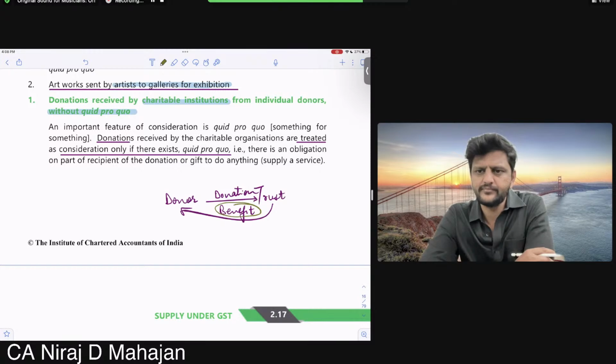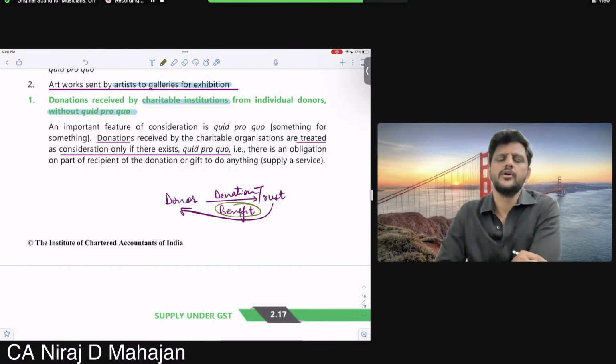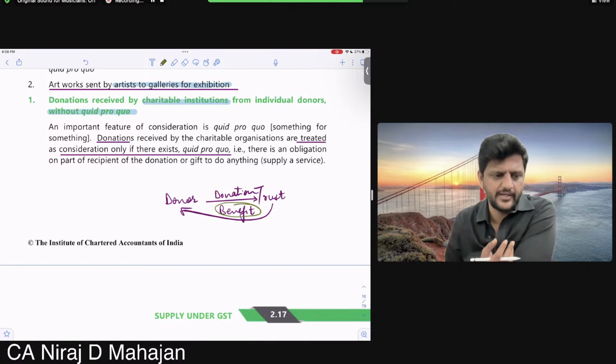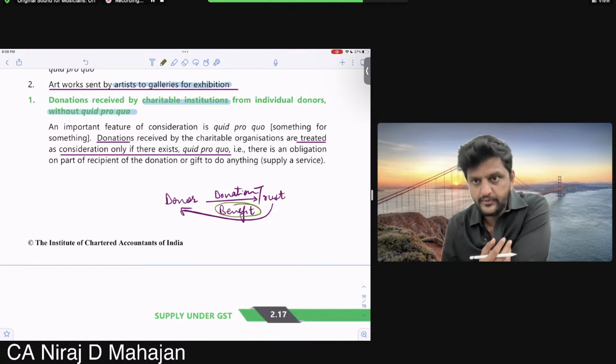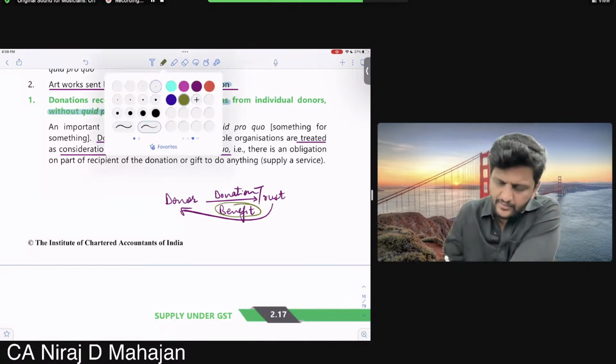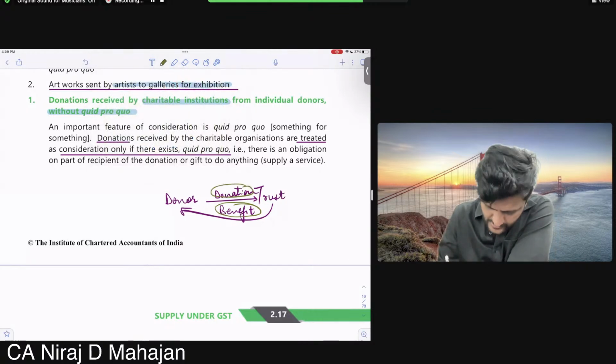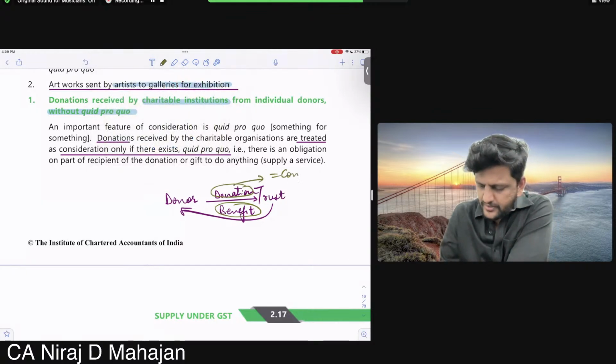Is it okay till here right now? So if, let us say, the trust gives some benefit to the donor, then this donation is considered as consideration. Understood?